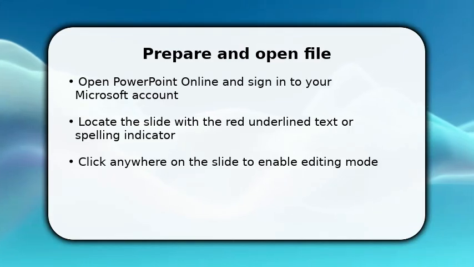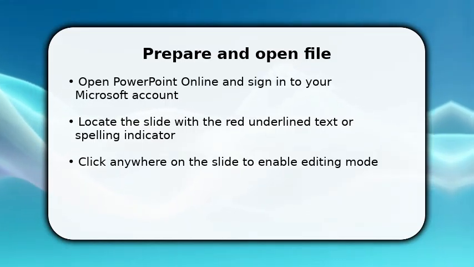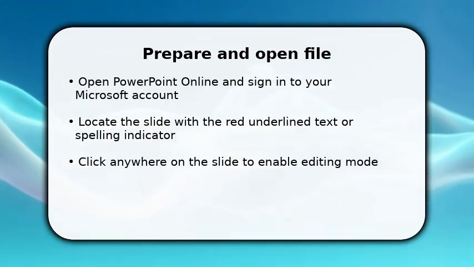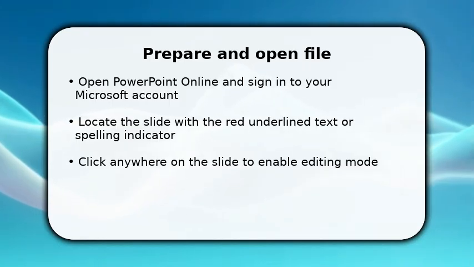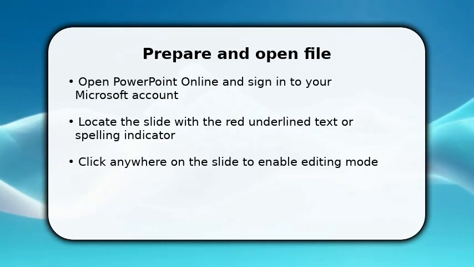Enjoy the video. You've opened PowerPoint online and found the slide with the red squiggly. First, click the text box showing the red line so the cursor appears. This tells the editor which content to check. Next, use the Review tab or right-click the underlined word to surface spelling suggestions.